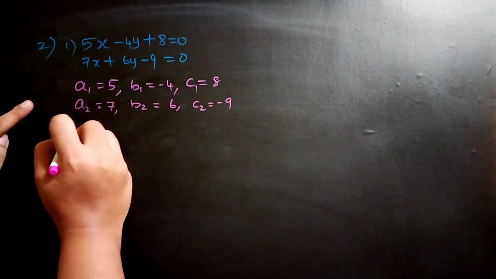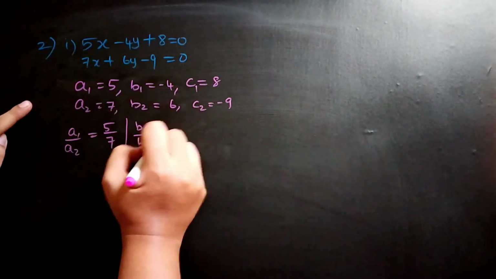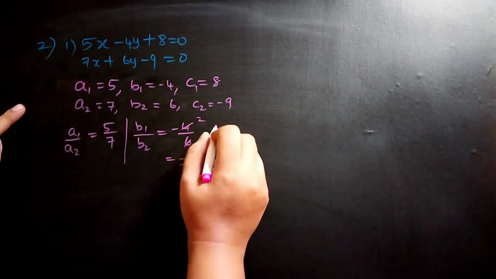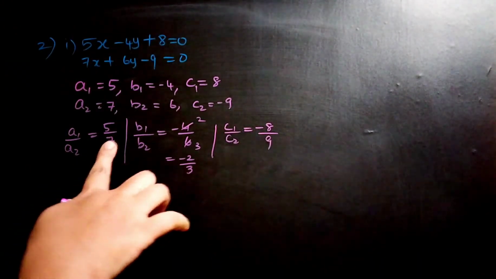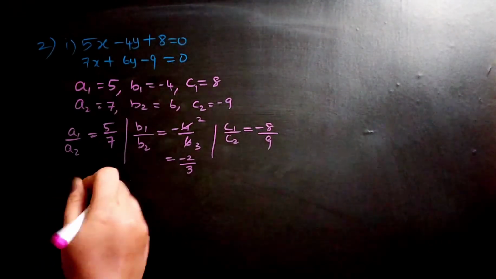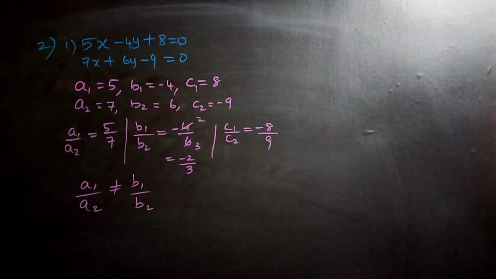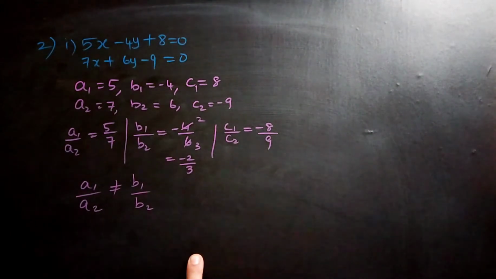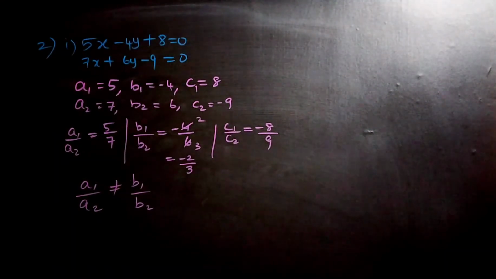So we'll find the ratios. a1 by a2 is equal to 5 by 7, which we cannot simplify. b1 by b2 is minus 4 by 6, which simplifies to minus 2 by 3. And c1 by c2 is minus 8 by 9. When you compare these ratios, 5 by 7 is not equal to minus 2 by 3. That means a1 by a2 is not equal to b1 by b2. Recall the formulas we discussed previously: a1 by a2 not equal to b1 by b2 satisfies the condition for a unique solution, where the lines intersect at a point. So this pair of linear equations represents lines intersecting at a point.